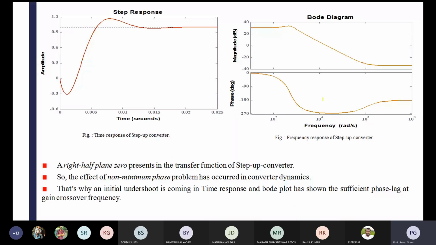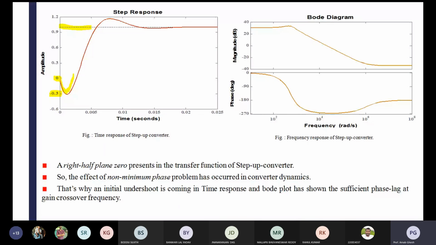From this diagram you can see the time response of your step-up converter, that is, the boost converter. Initially it is zero, then you can see it goes to the negative side, around minus 0.3. If it is a unit step response, minus 0.3 means it is 30%, so nearer to 30% phase delay is there.